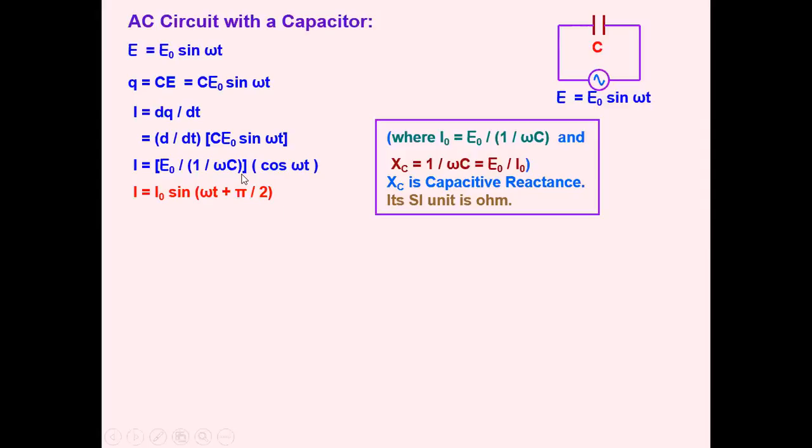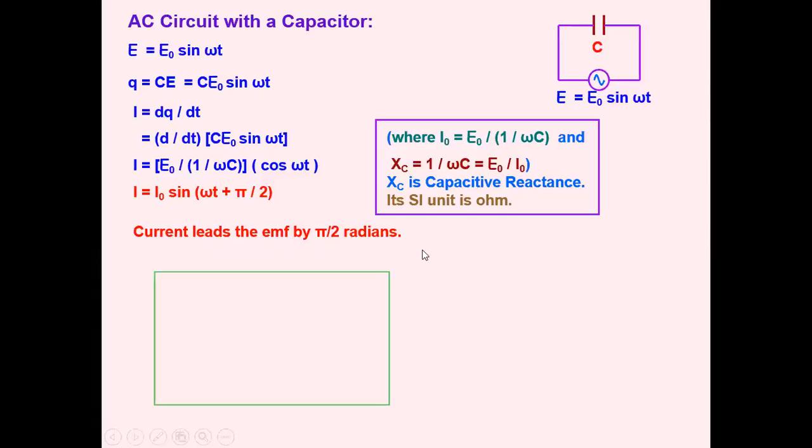In the previous circuit, we have seen that in the inductive circuit, current lags behind the voltage by a phase difference of pi by 2, because there was a negative phase difference of minus pi by 2, and here it is a positive phase difference. So we can say that current leads the voltage by a phase difference of pi by 2 radian.